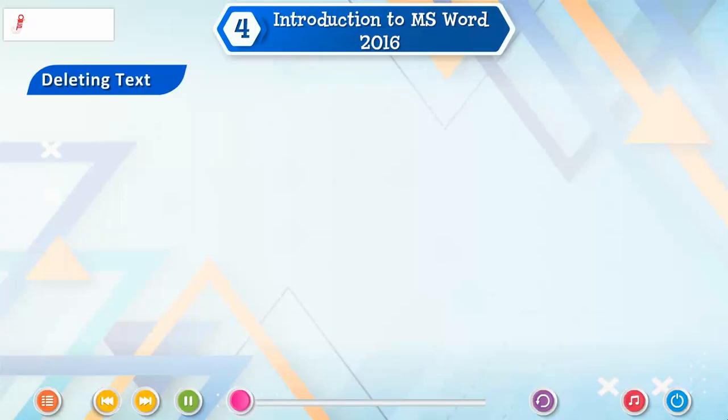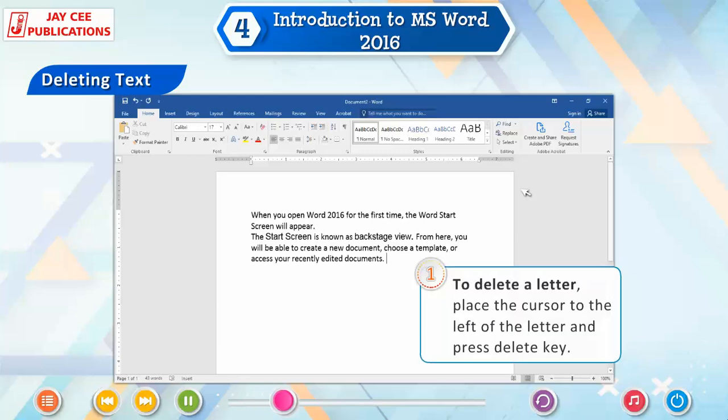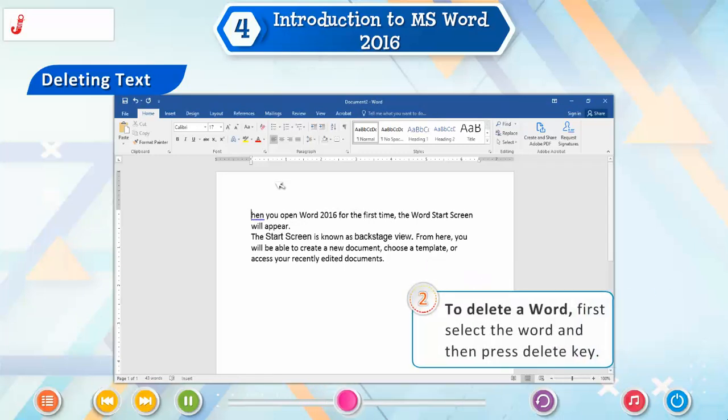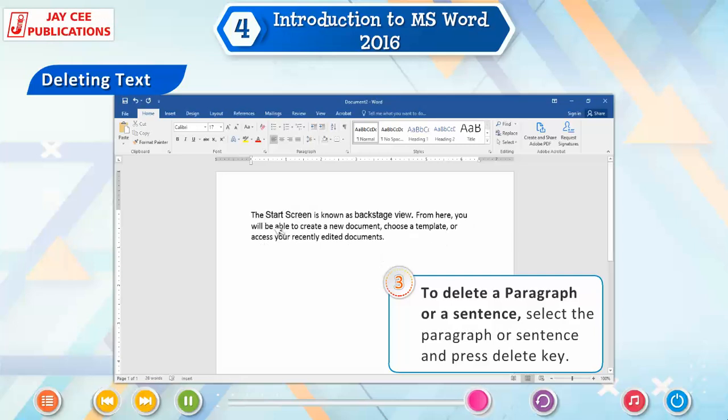Deleting text. Word offers 3 ways to delete a text. 1. To delete a letter, place the cursor to the left of the letter and press Delete key. 2. To delete a word, first select the word and then press Delete key. 3. To delete a paragraph or a sentence, select the paragraph or sentence and press Delete key.